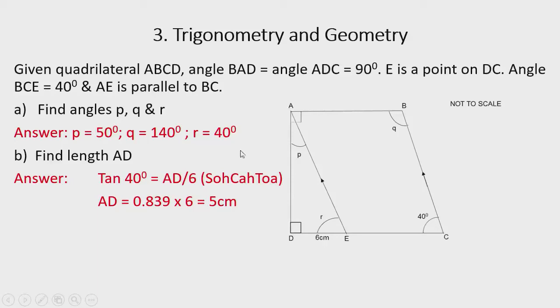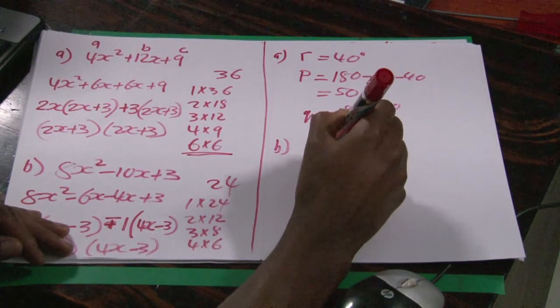The second section there is find length AD. We have to find this length AD. To do that, we have now to bring in the aspect of sine, cosine, and tangent. You remember? SOHCAHTOA.